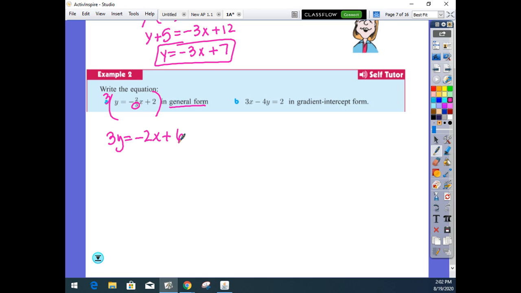Sorry, guys. Thank you. All right, then I need to move the x to the other side. So I'm going to add 2x, and I always want the x to be first. Because I moved the x, it changed sign, but nothing else did. And this is my ax plus by equals c. So this is my general form.